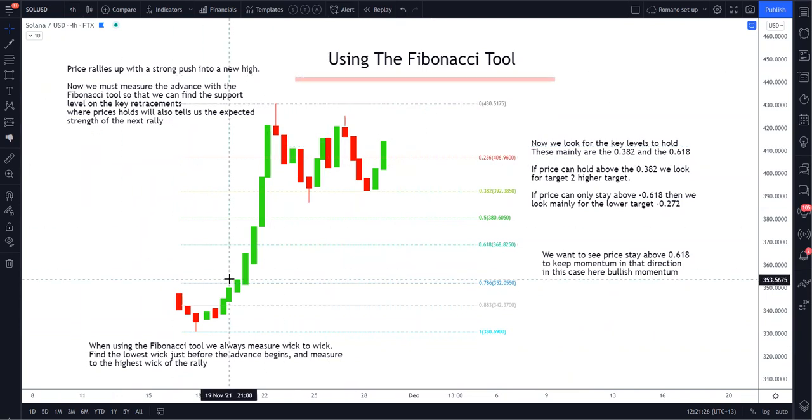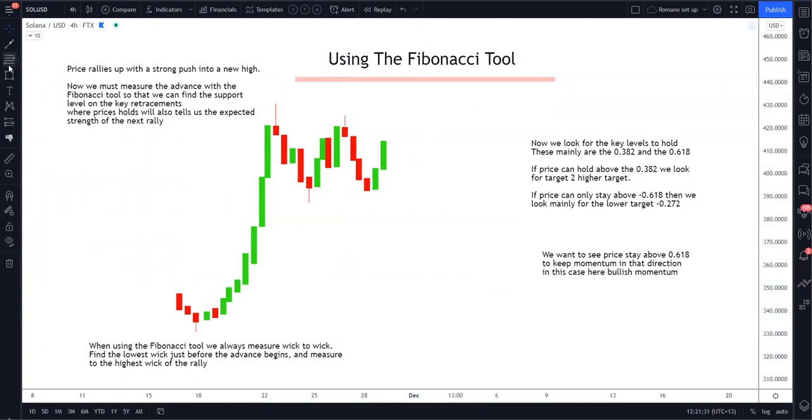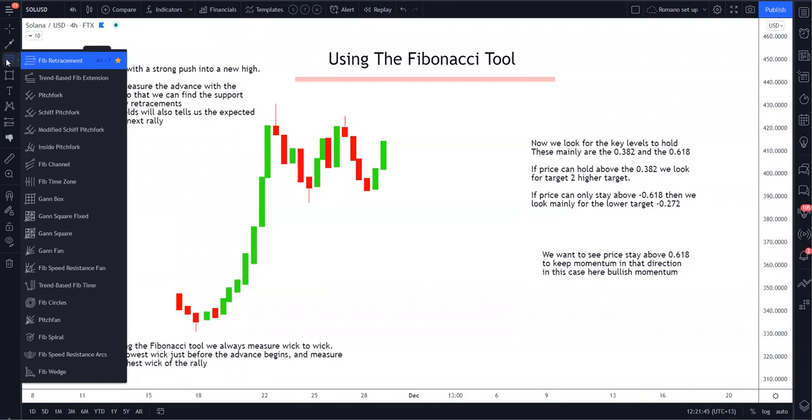And what I should say first, the way to measure this tool is we want to start at the bottom of the last dip before the rally starts to begin, right? So I will go down to the lowest wick before the push starts. And I'll just get my Fibonacci tool, which is just this one here.